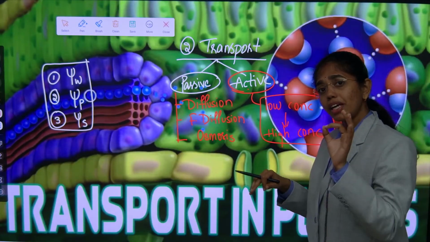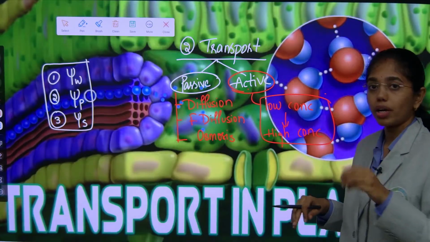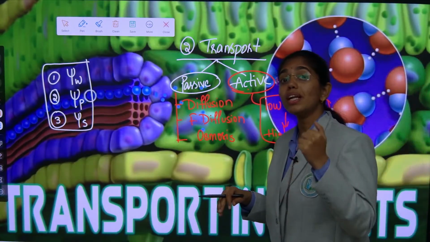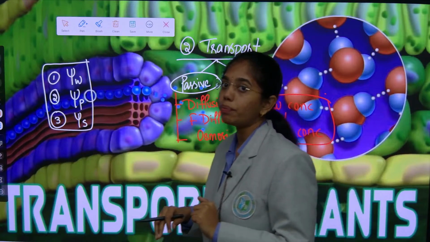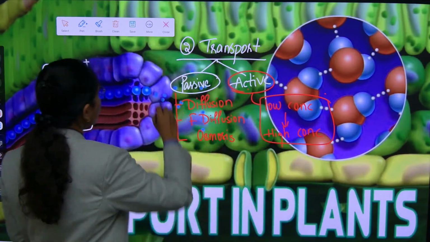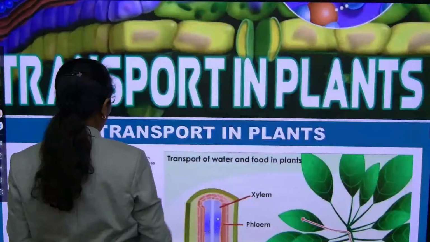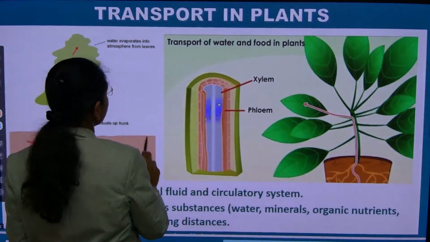Every concept here in transport in plants is important. This is easy. Mostly you will get application based questions from transport in plants. So here we go through transport in plants first.